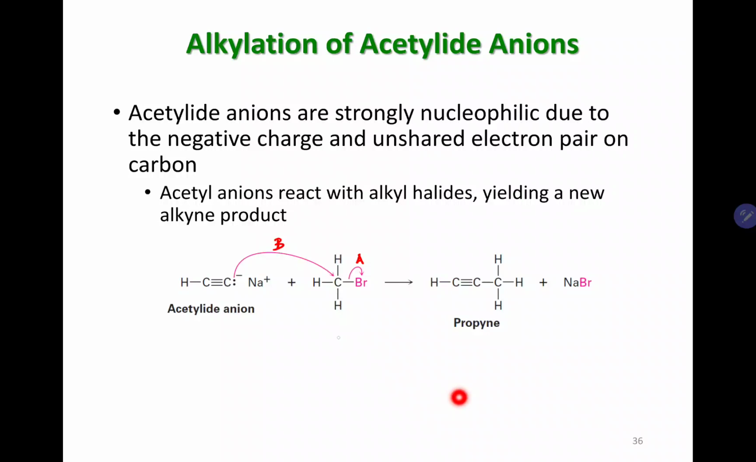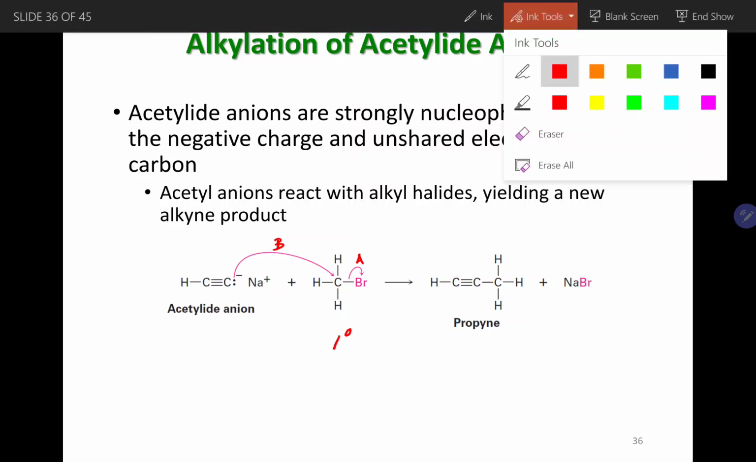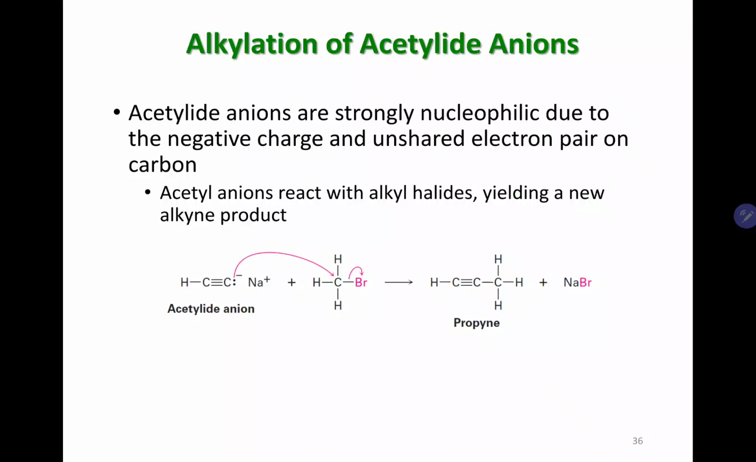That is why you need a primary alkyl halide. The thing about primary alkyl halides is that the carbon that has the leaving group is not crowded, so the nucleophile can easily attack that carbon. If the carbon is crowded, then it is very difficult for the nucleophile to reach that carbon.